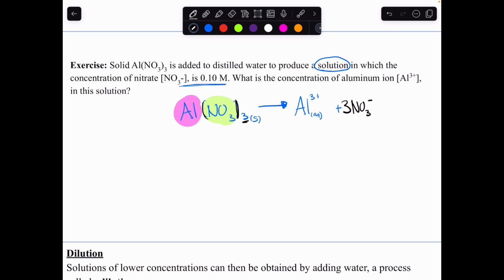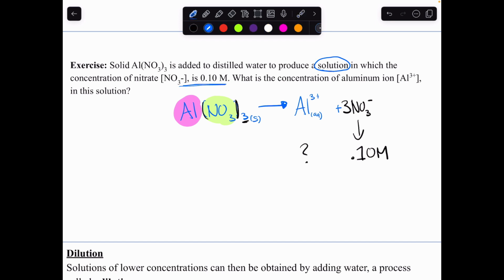So what the question is telling us is that we have 0.10 molar of this. What would the concentration of this one be? And since it is a 3 to 1 ratio, that means I have 3 times the amount of my NO3. I'm just going to take 0.1 and divide by 3. And so the concentration, I'll write that out.